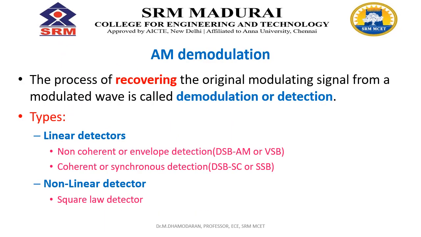This is the reverse process of AM, the demodulation. The process of recovering the original modulating signal from a modulated wave is called demodulation, or detector circuits. There are different types of demodulation circuits. One is the linear detectors: non-coherent or envelope detection, otherwise coherent or synchronous detection. Another method is the non-linear detectors, called square law detectors.